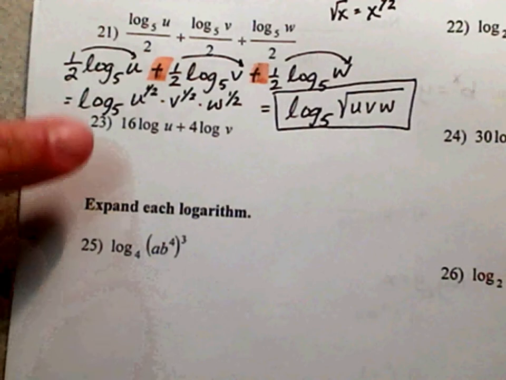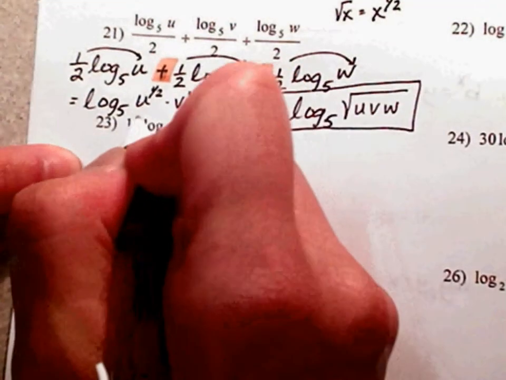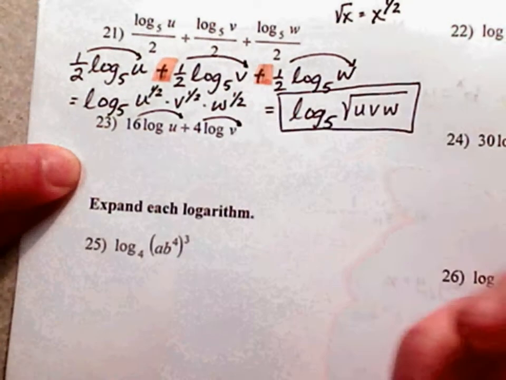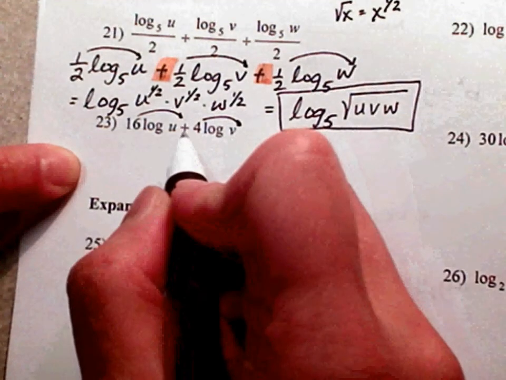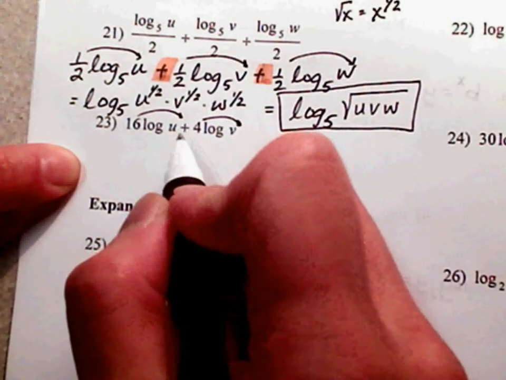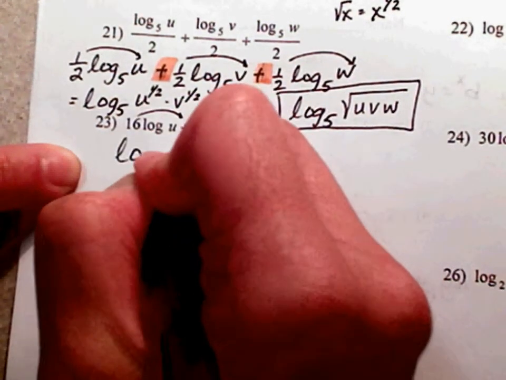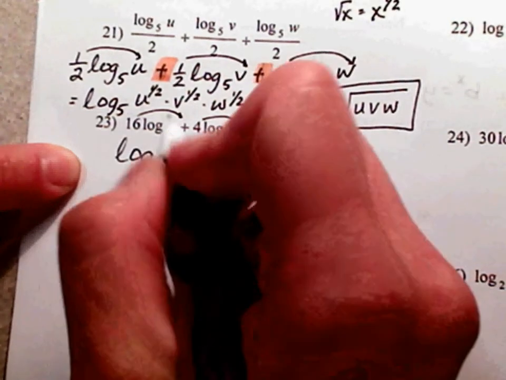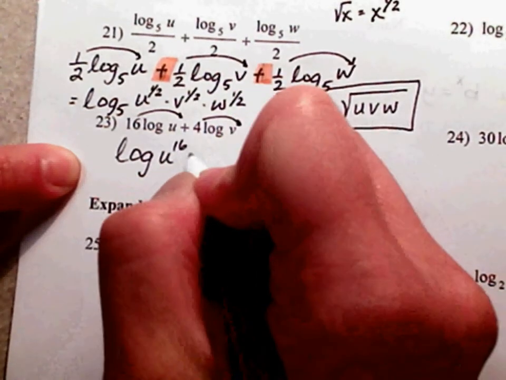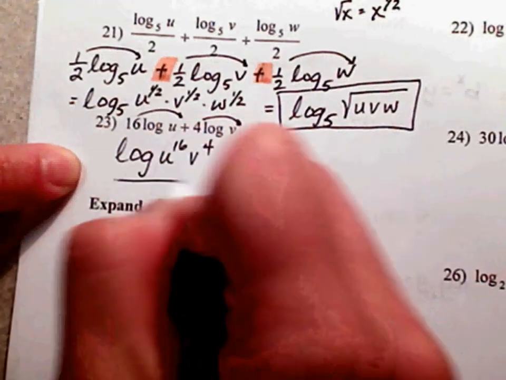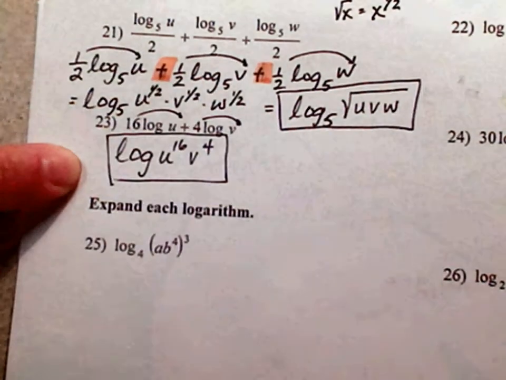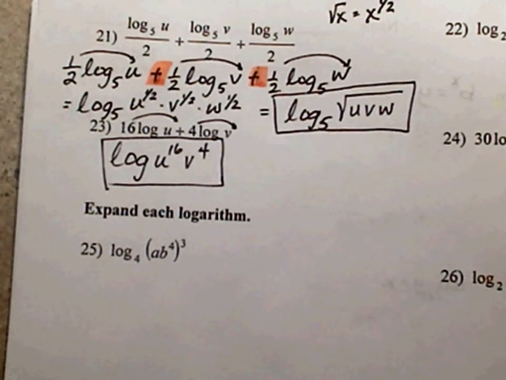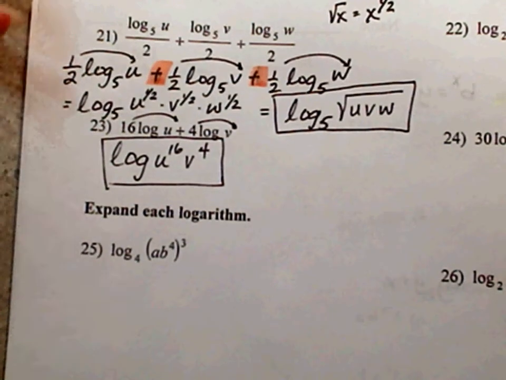Number 23, same thing. Move your u over, move the 4 over. We're adding, so adding would be multiplication. So log base, notice it's a base 10, of u to the 16, v to the 4. Okay? Just like that. So you move it over, you multiply like base, understood to be a 10, you don't have to write that.